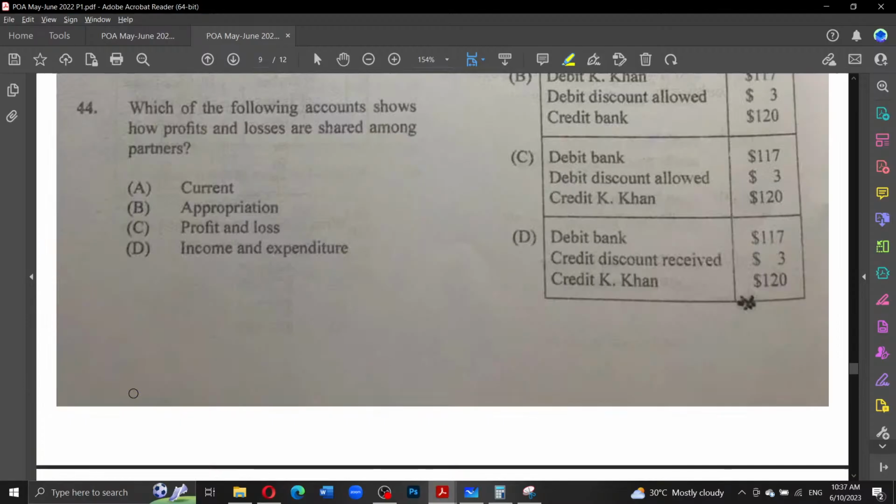44. Which of the accounts shows how profits and losses are shared among partners? This here, profit and loss sharing, it's the appropriation account.